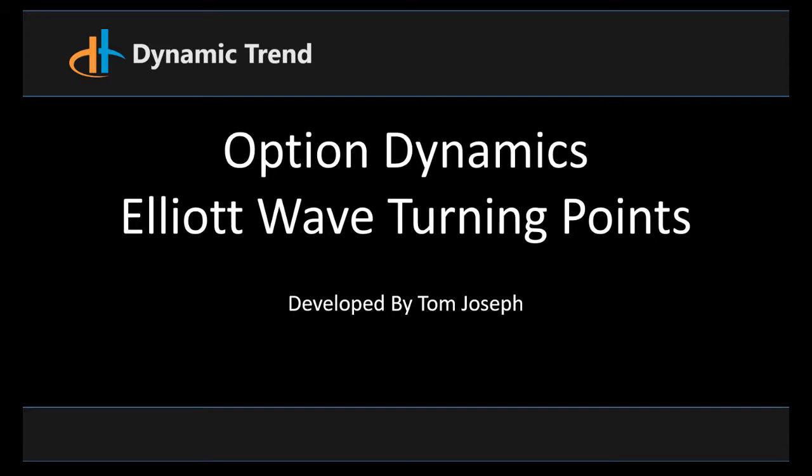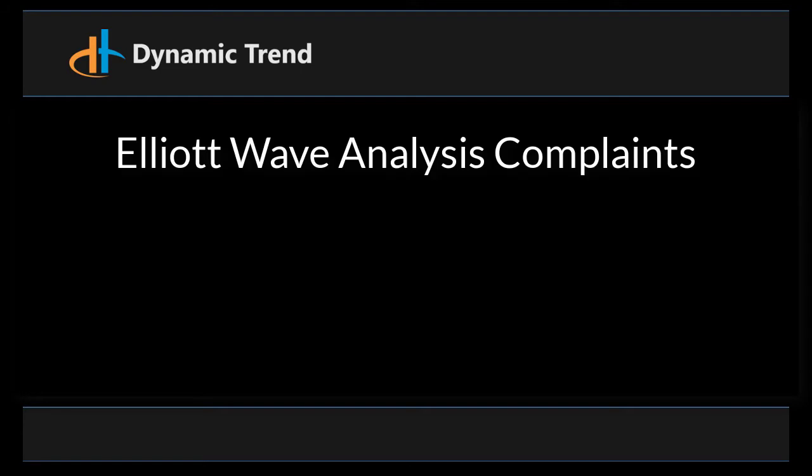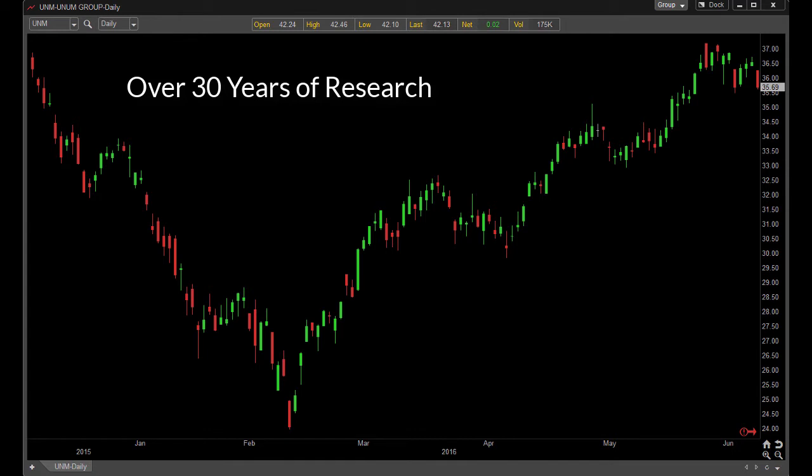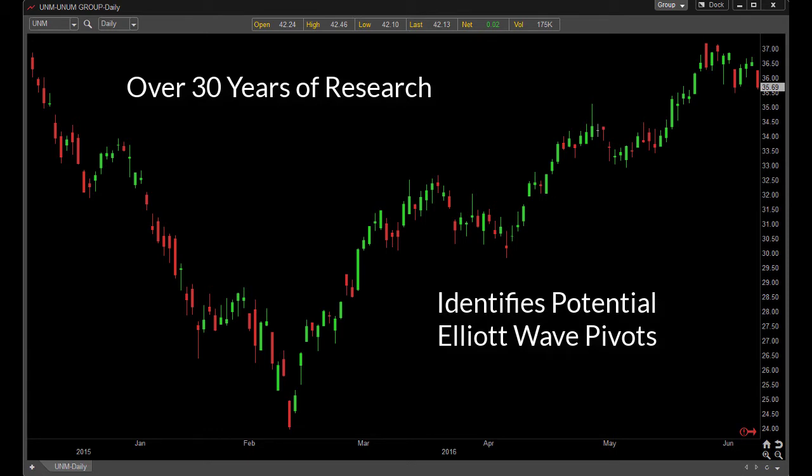When it comes to computerized Elliott Wave Analysis, we have been the pioneers in this field since 1987, when we first released Advanced GET. Over the years, some of the major complaints against Elliott Wave Analysis are that the wave counts change as new data comes in, which can make it difficult to make real-time trading decisions, and the steep learning curve. With our continued research of over 30 years in this field, we have developed a forward-looking algorithm that can identify potential Elliott wave pivots that do not change when new data comes in.